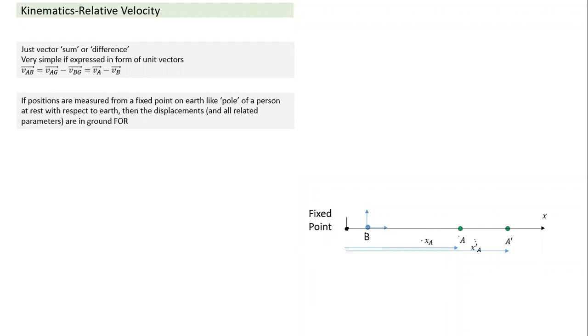There's another object B, which is also in motion. It moves during the same time interval. When A is here, B is here. When A moves to A dash, B also moves to B dash. This also has undergone displacement. Let's mark its positions as xb and x prime b. So these are the positions we have recorded with reference to a fixed point. What if I want to make B itself the frame of reference and observe the motion of A?